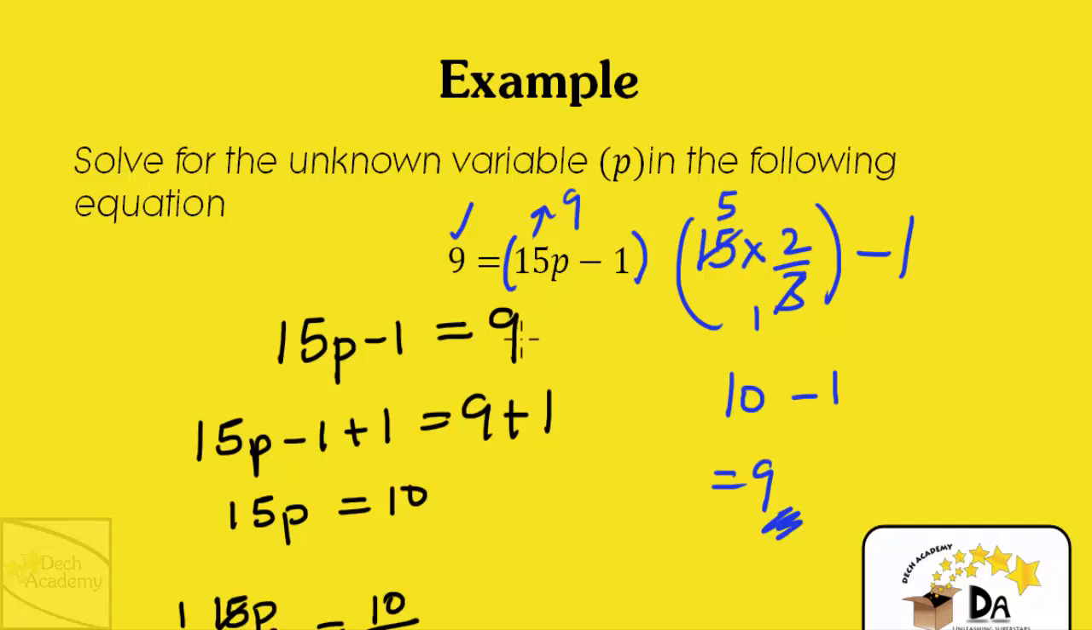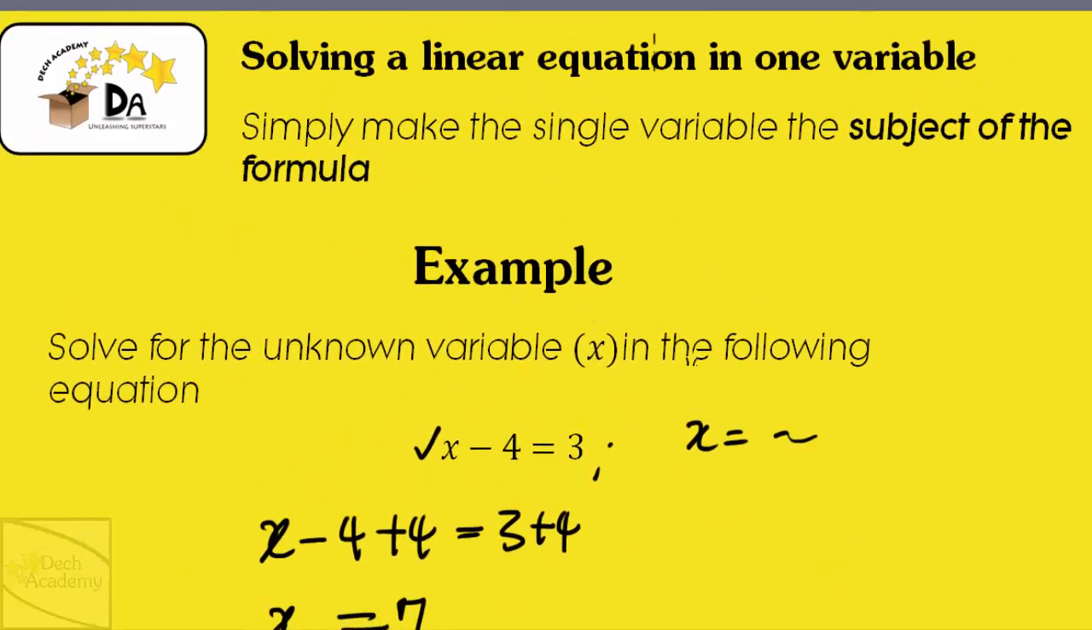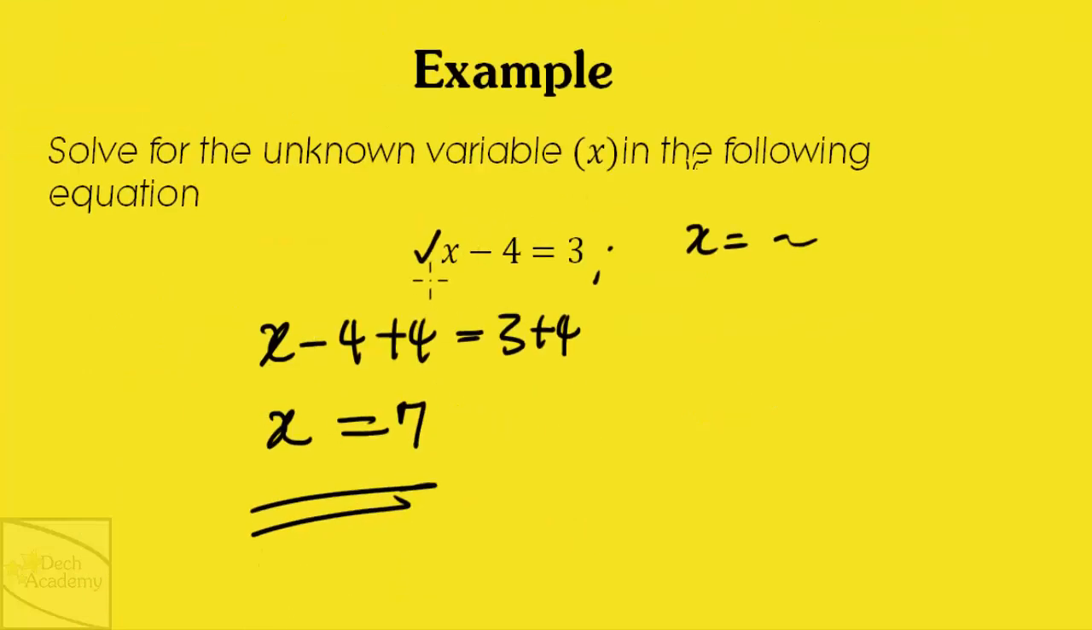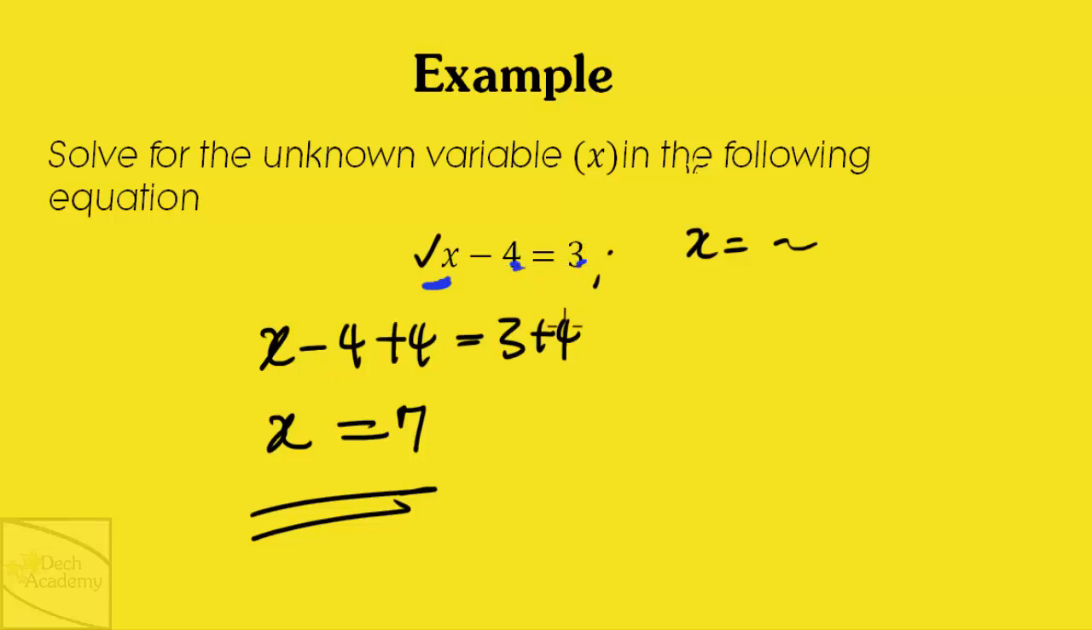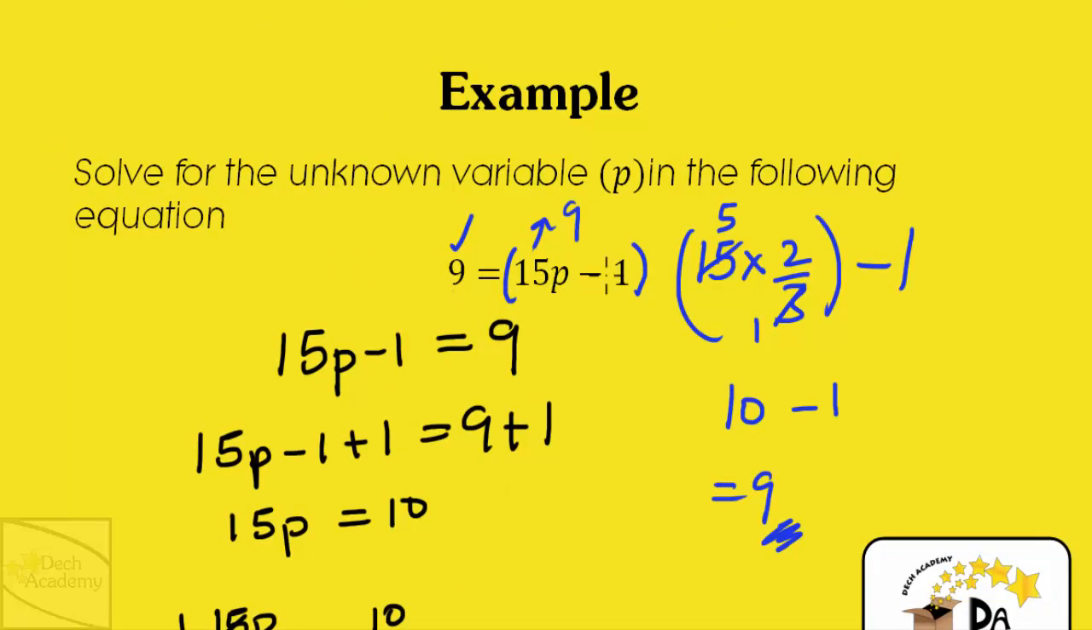The solution to the equation is the value for the unknown variable which causes the equation to be satisfied. But don't forget, we've just been dealing with equations which only involve one variable, just one variable term. Here, as you can see, x is the only variable, 4 is a number, 3 is a number. Here you can see that p is the only variable, 9 is a number, 1 is a number.